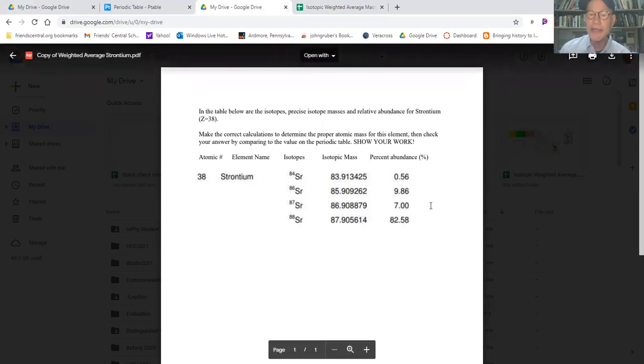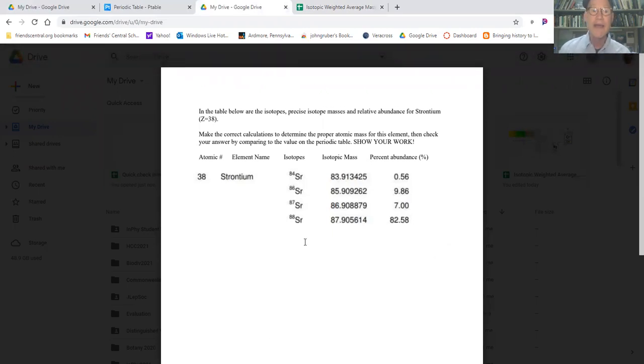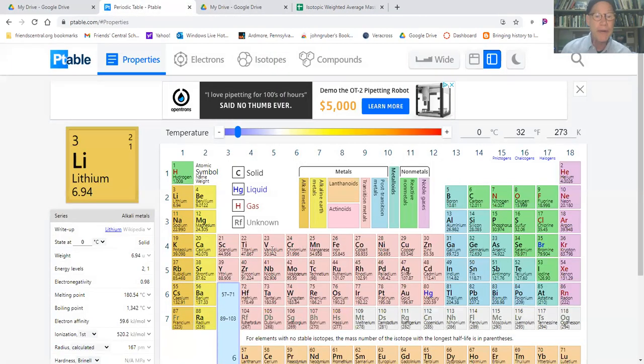So then do your multiplications, add up all 4, and see if you get a value that matches what the periodic table tells us is strontium's atomic mass average. You should get 87.62. Okay, I think that's all for that, and you should be in good shape. We're going to stop there, and good luck.